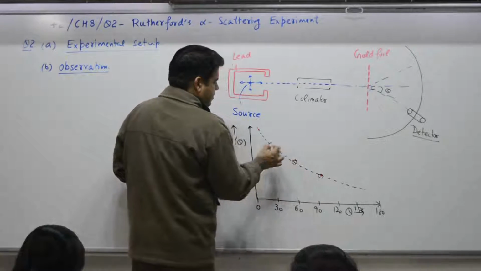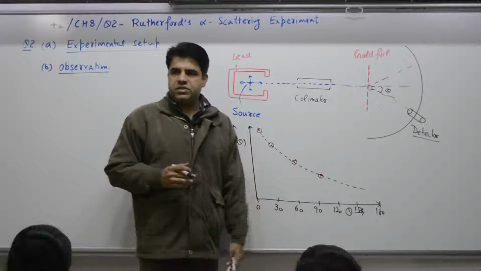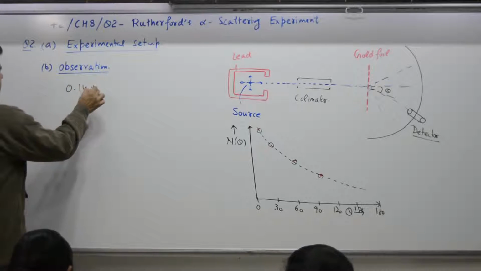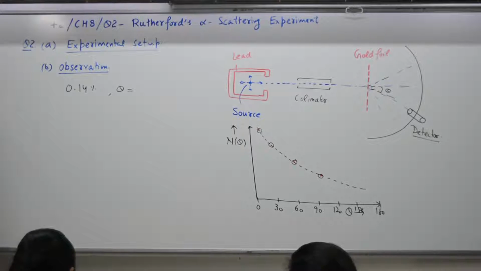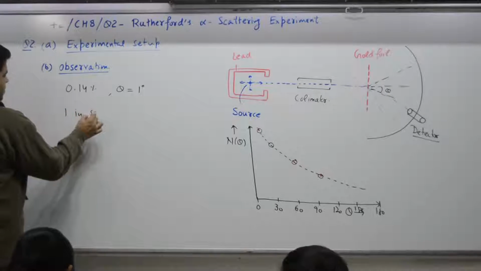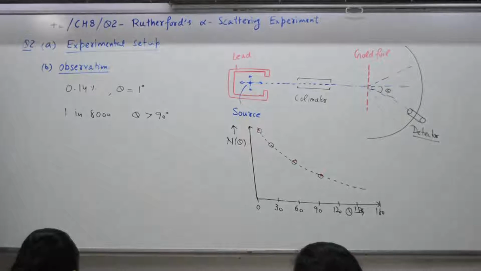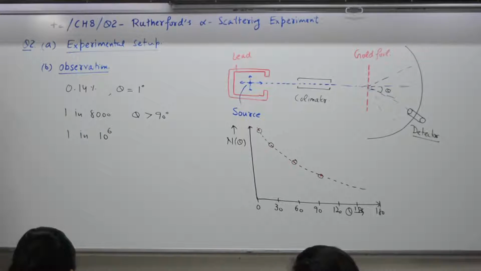That means only a few observations were there, and the graph is plotted taking only those four or five observations. So point number 1: the dotted curve is the theoretical prediction and the bold dots are the practical observations. 2: 0.14%, very small, undergo theta approximately 1 degree. Then 1 in 8,000, theta more than 90 degrees. And 1 in a million, theta is equal to 180 degrees.